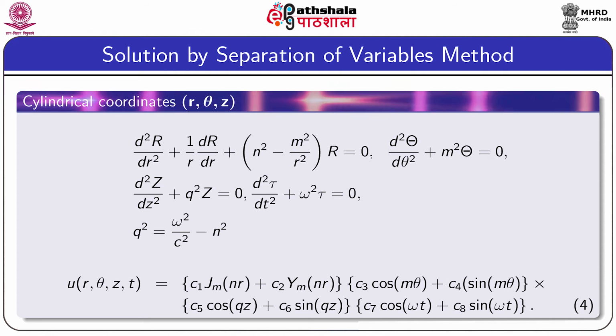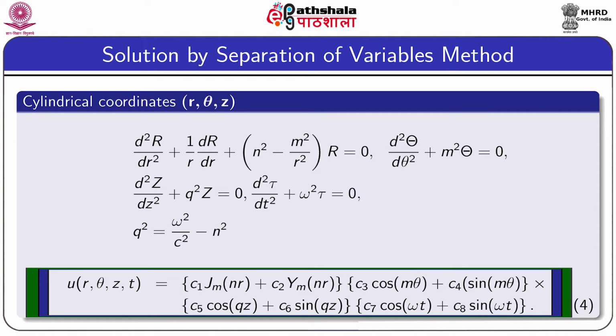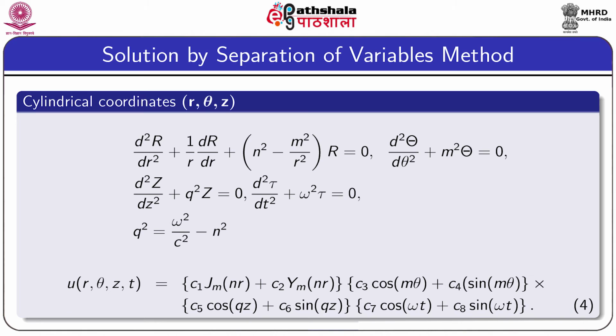Therefore, the solution of the wave equation in cylindrical coordinate system is given by u equals capital R into capital Theta into capital Z into Tau, which you can see in equation number 4. And in this solution, the constants C1, C2, C3, C4, C5, C6, C7, C8 are arbitrary, and the values of these constants can be obtained from the initial and boundary conditions of the given problem.